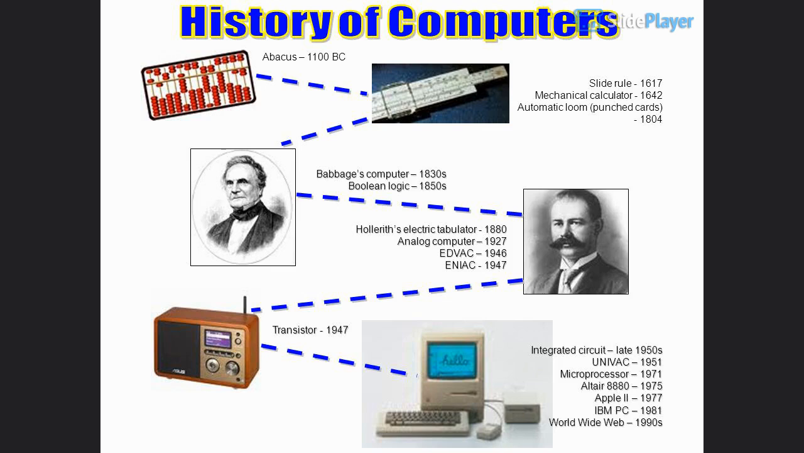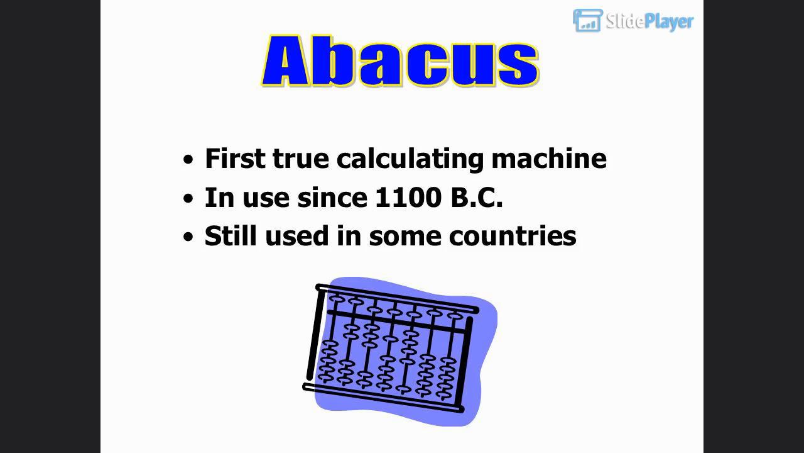Transistor, 1947. Integrated circuit, late 1950s. UNIVAC, 1951. Microprocessor, 1971. Altair 8800 to 1975. Apple II, 1977. IBM PC, 1981. World Wide Web, 1990s. Abacus: first true calculating machine, in use since 1100 BC. Still used in some countries.